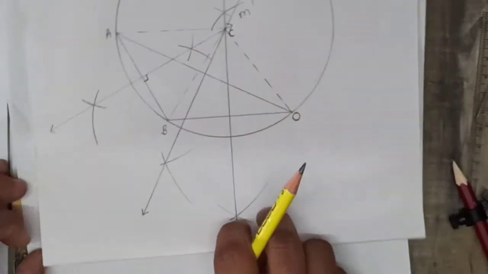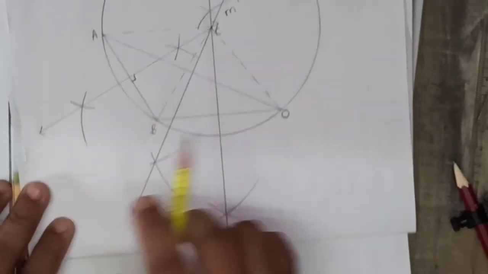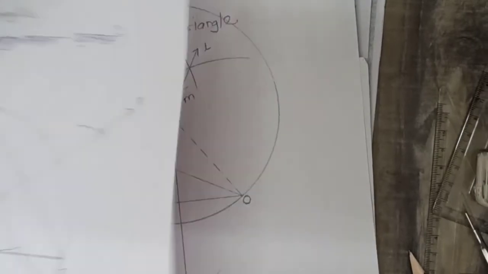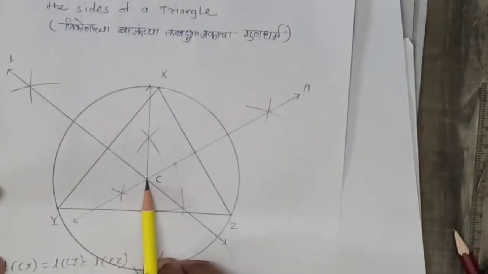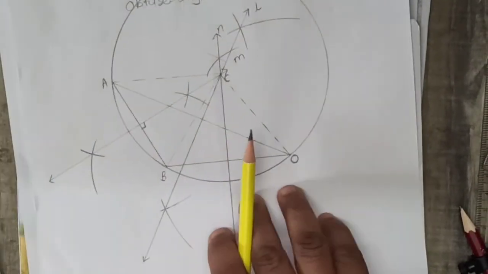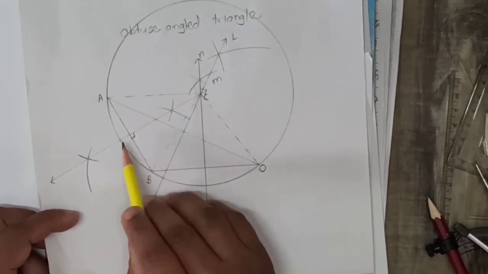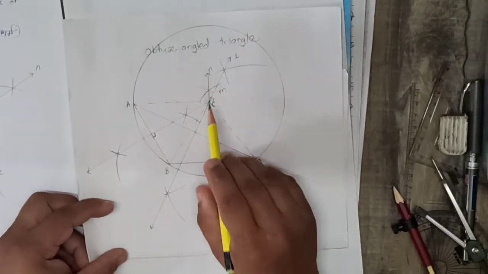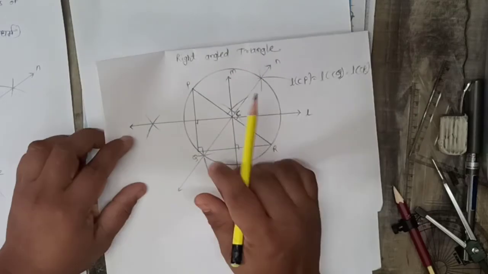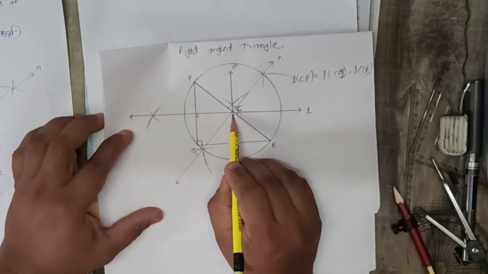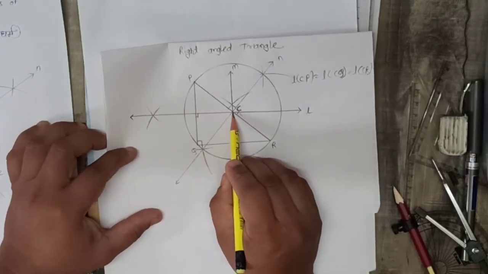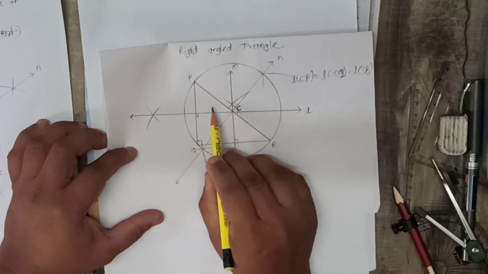But their positions are different. In an acute angle triangle, the position of the point of concurrence is in the inner part of the triangle. In an obtuse angle triangle, the position of the point of concurrence is on the outer side of the triangle. And in a right angle triangle, the position of the point of concurrence is on the hypotenuse of the triangle.